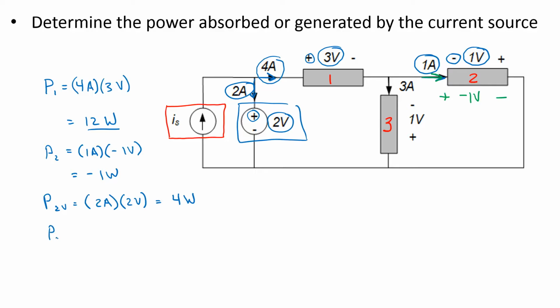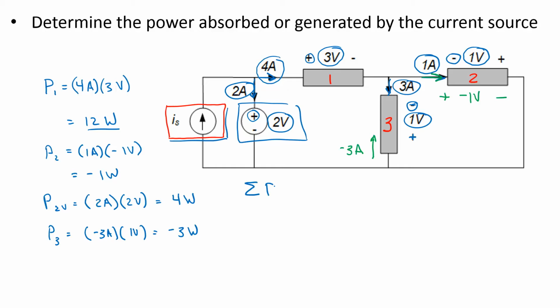Finally, for element 3, P3 is equal to 3 amps times 1 volt, but current is defined as entering the negative voltage terminal. We have to change that around. So I think I'll stick with my voltage polarity this time, and let's change the current direction so that current is entering the positive voltage terminal. I've changed this direction, so I have to change the sign on the current. That becomes negative 3 amps. So P3 is negative 3 amps times positive 1 volt, which is equal to negative 3 watts.